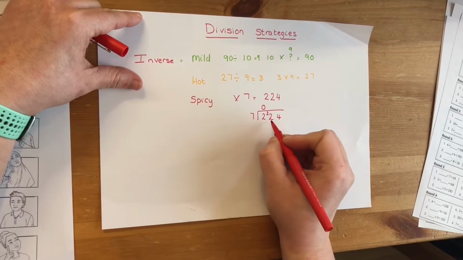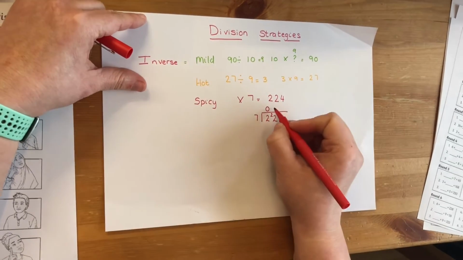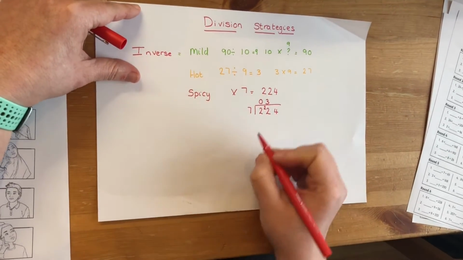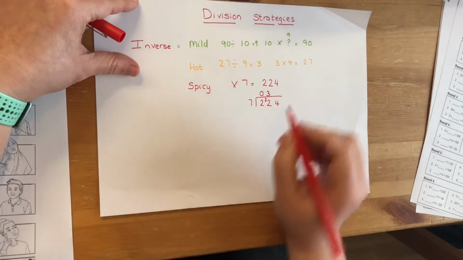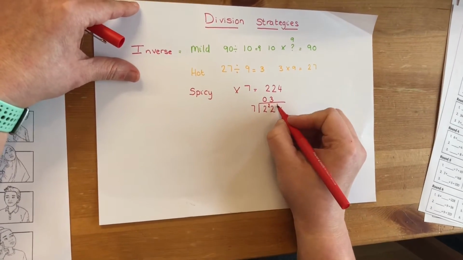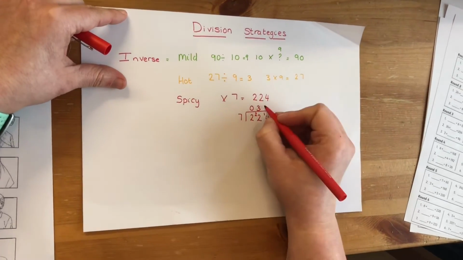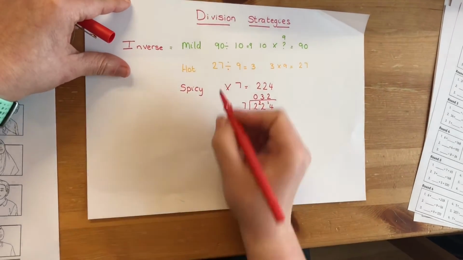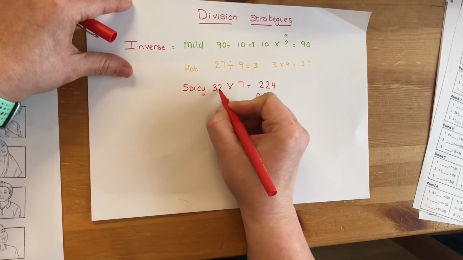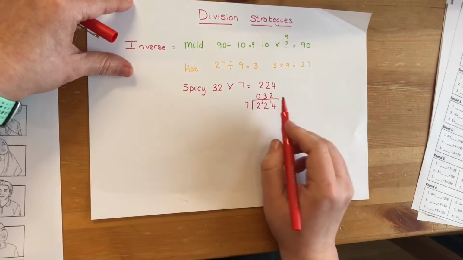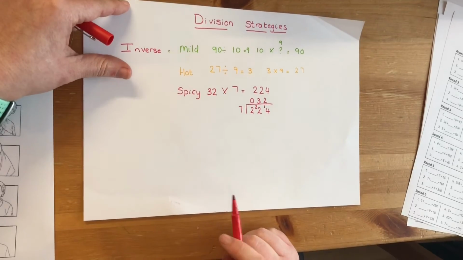How many times does 7 go into 22? Well, it goes 3 times, because 3 times 7 is 21. So I have 1 remainder. How many times does 7 go into 14? It goes twice. So I know that 32 times by 7 is 224.